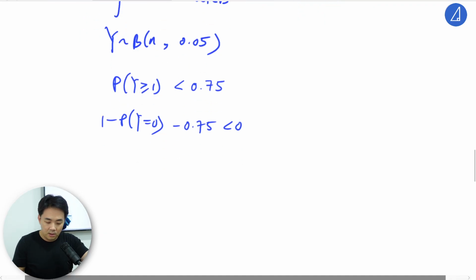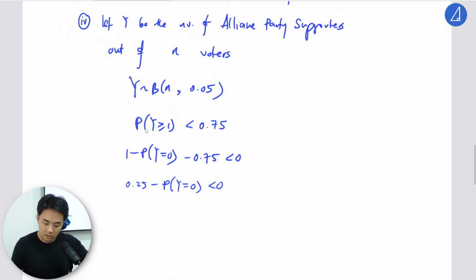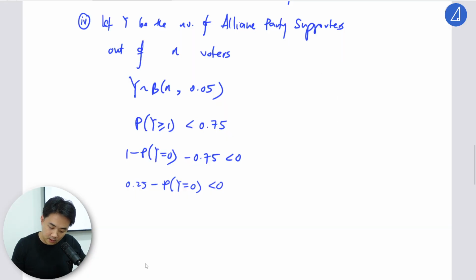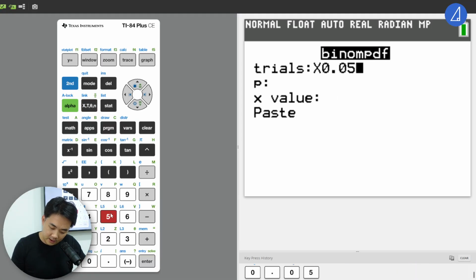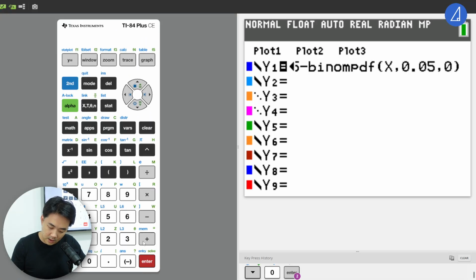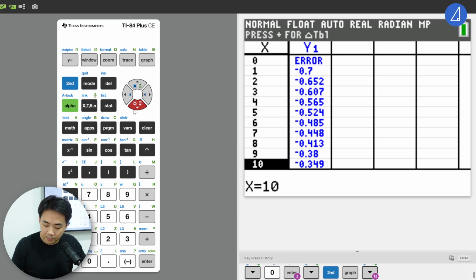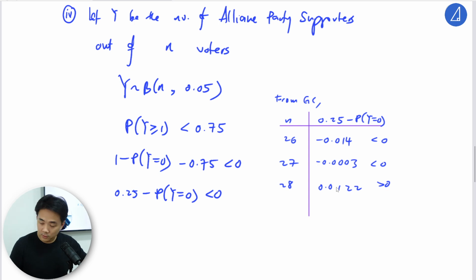Then you just key in the calculator, table values. Key in 0.25 minus binomial PDF, x, 0.05. There you go. Then table values, just scroll down until you get the positive. There you go. So the max is 27.